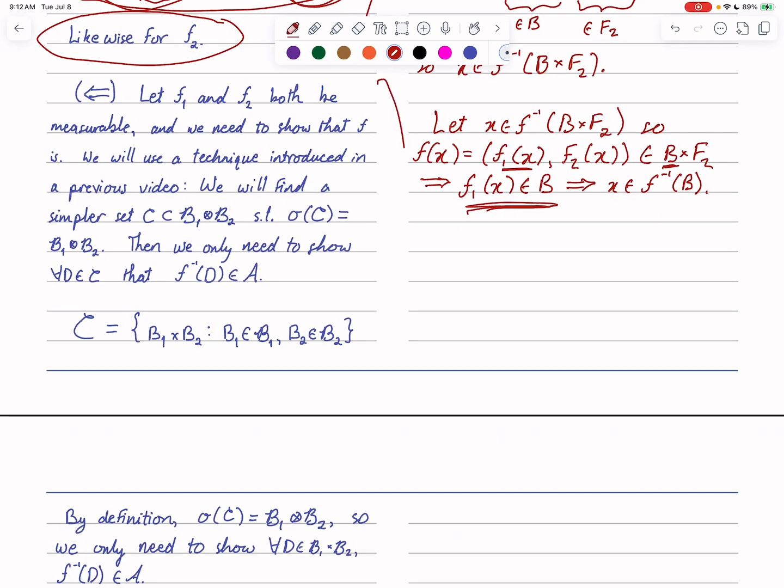Next, let's move on to the right to left direction. So we're going to assume that f1 and f2 are each individually measurable. We need to show that f is measurable. We will use a technique that I think we've seen a couple times now, which is that we will take a generating set. So rather than pick an arbitrary element out of the product sigma field, we'll take something out of a set that generates it.